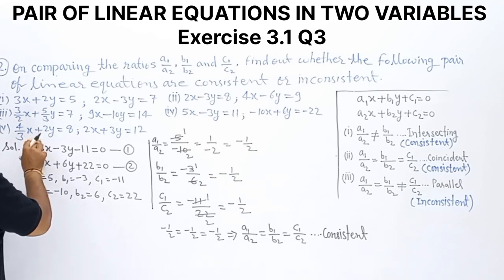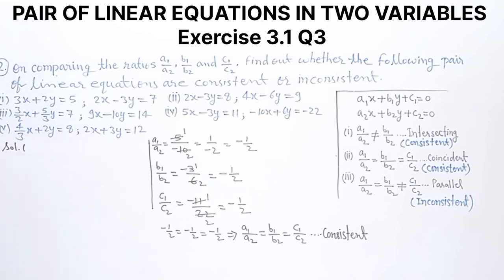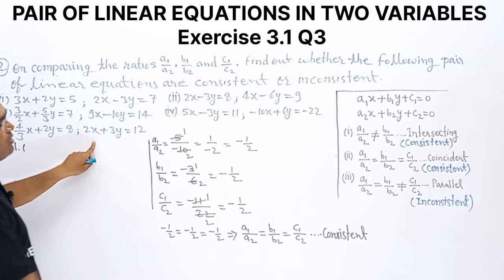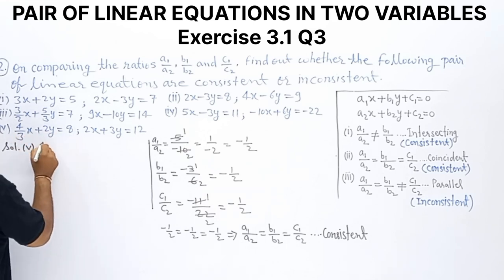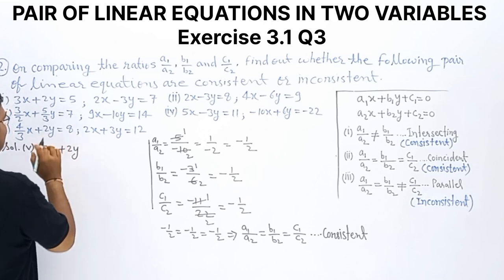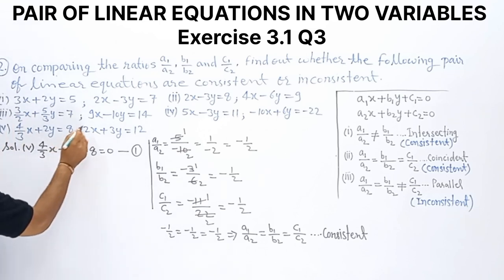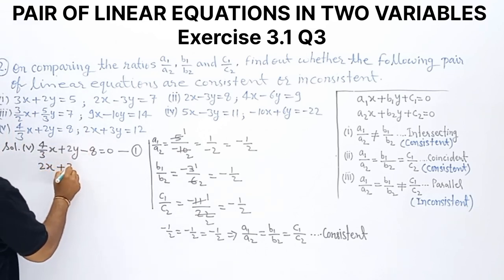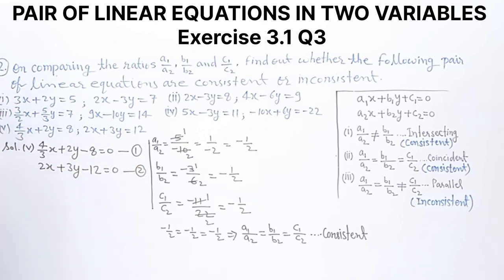What will be question number 5? Observe, I am writing the given equations in the general form. Question number 5.1 I am taking. The first equation is 4 upon 3x plus 2y, and transposing this towards the left, this will be minus 8 equal to 0. This is equation number 1. Now the second equation we have is 2x plus 3y minus 12 equal to 0. This is equation number 2.